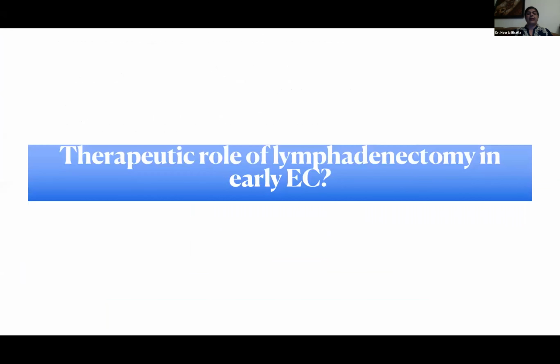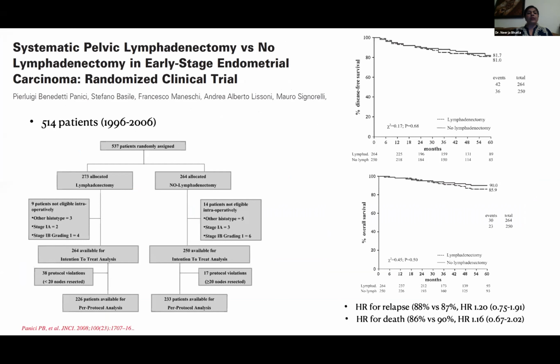Next slide, please. So then we look at the therapeutic role of lymphadenectomy in early endometrial cancer. Next. And this is the Italian study which has been alluded to already by my dear friend, Dr. Zucchi. And yes, it is important to see the randomized, because looking at retrospective, small numbers of studies, this is definitely way better than that. It is a prospective randomized clinical trial which has shown that there is no significant differences in the two groups for disease-free survival and overall survival.